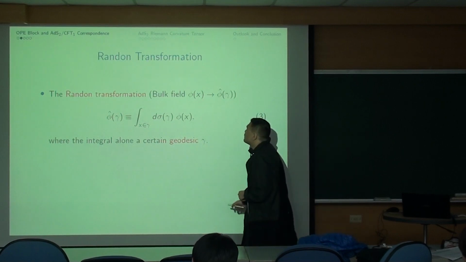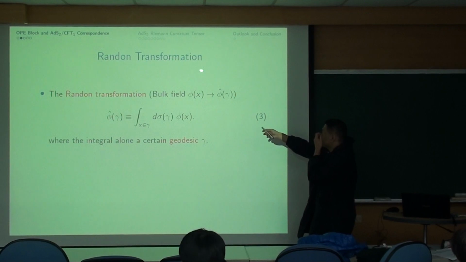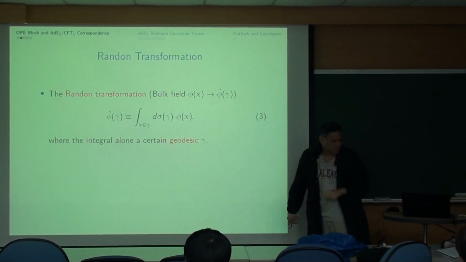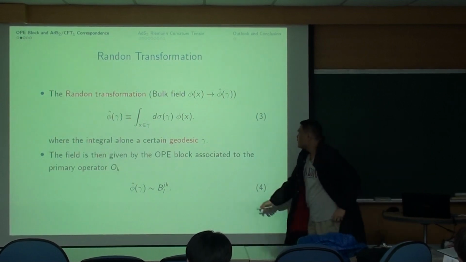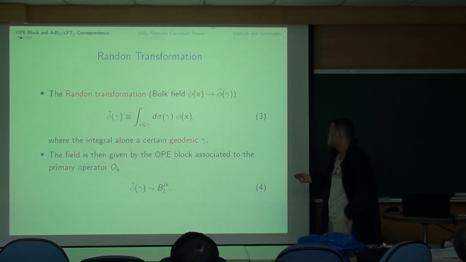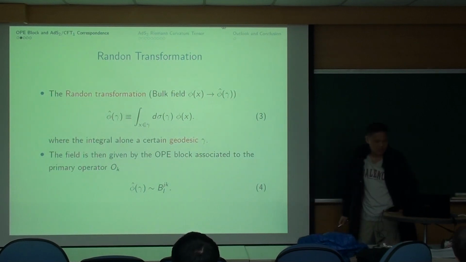For this kind of OPE block, we usually use the Radon transformation to work. Phi of x is the bulk field, and then I can do the integration along the geodesic gamma to map it to a different field, phi hat of gamma. And the field phi hat will be given by the OPE block, B_LJK, which is associated to the operator O_K. But now what we study is a dual setup.